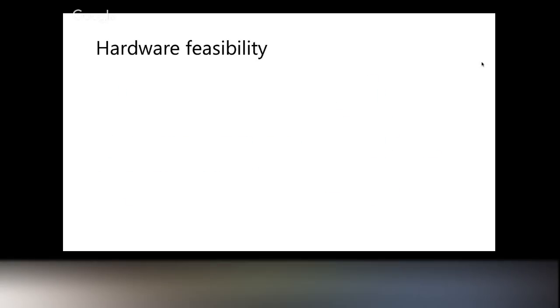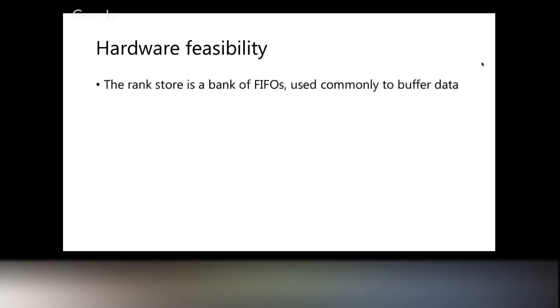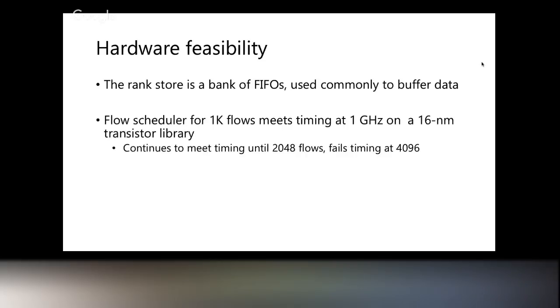So we looked at the hardware feasibility of the design, and we first note that the rank store is just a bank of first in, first out queues. Switch designers commonly use this to buffer payloads. So we add it in our area calculations, but we don't actually implement the design ourselves. The flow scheduler is a new part. So we wrote this as a Verilog circuit, and we're able to synthesize it to a recent transistor library and show that it meets timing at a gigahertz. The limit of this design right now is about 2048 flows. It fails timing at about 4096.